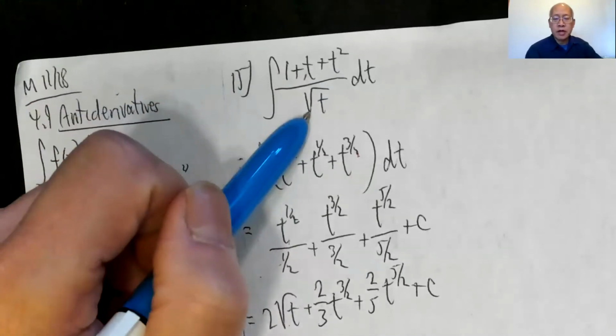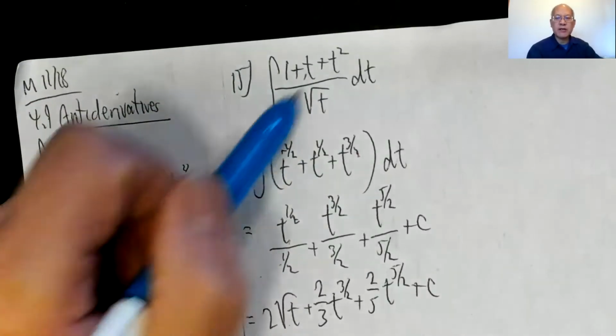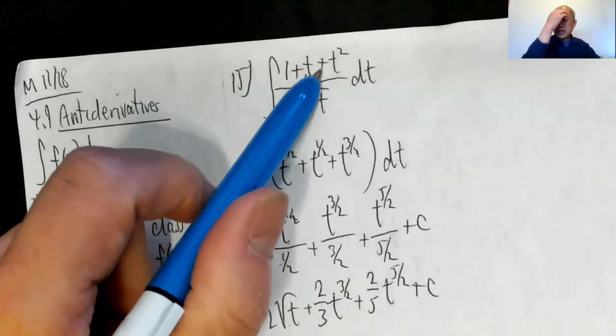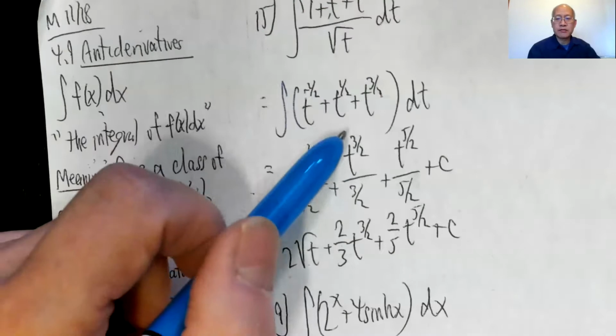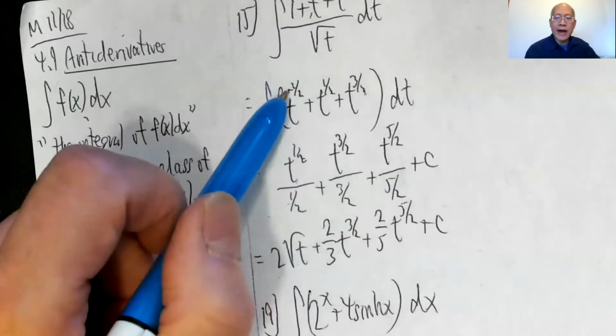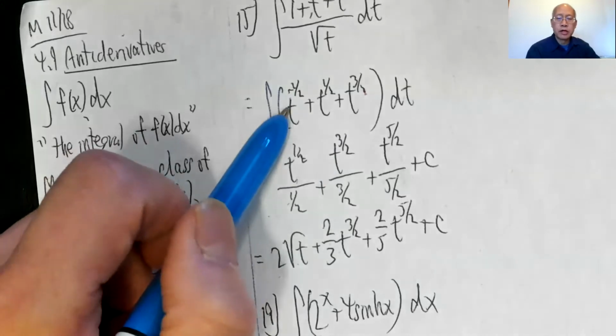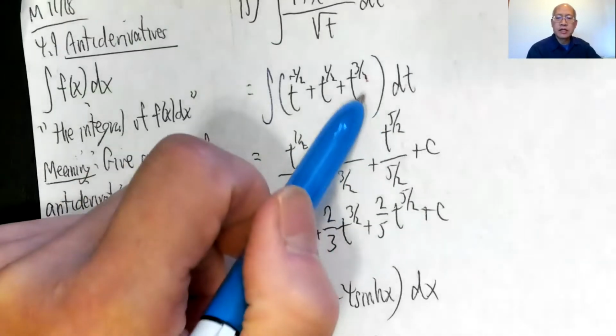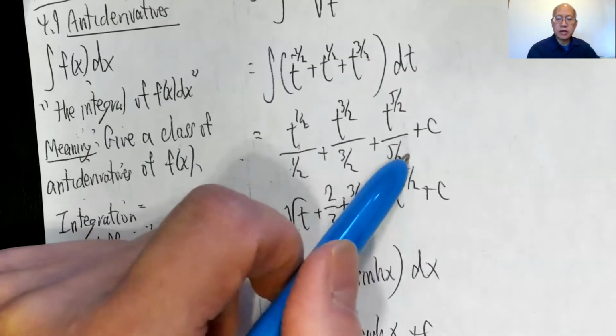So divide 1 by radical t is t to the negative half. T to the 1 divided by t to the half is t to the half. And t squared divided by t to the half is t to the 3 halves. Now I do my power rule. You add 1 and divide by the new exponent. So t to the half divided by half, t to the 3 halves over 3 halves, t to the 5 halves over 5 halves plus c.